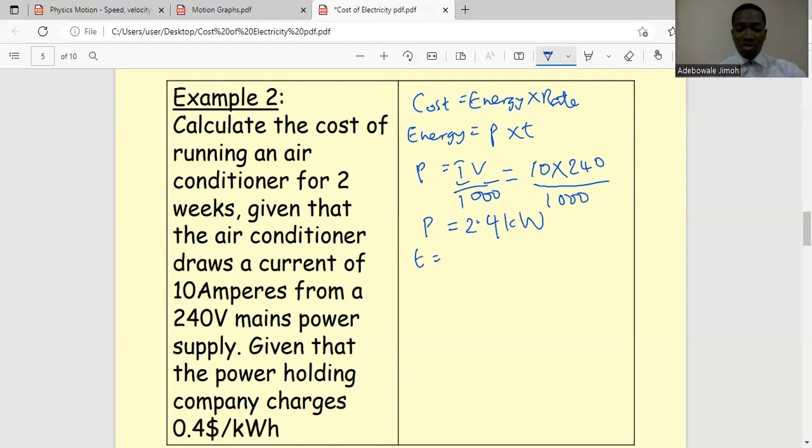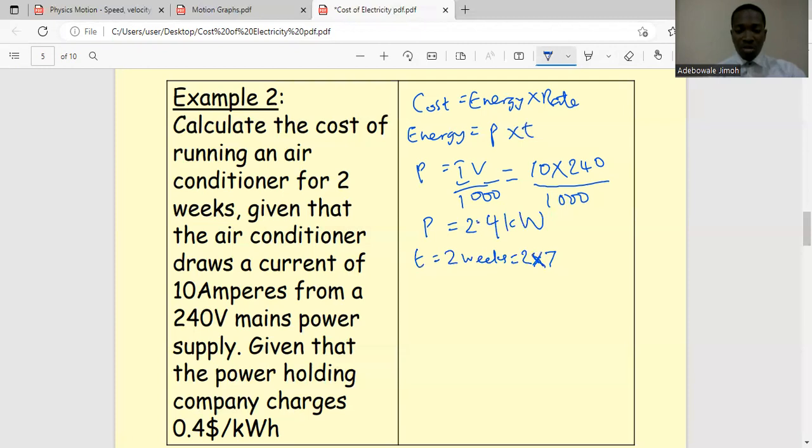Now, let's deal with our time. The time is 2 weeks. We have to convert 2 weeks to days. That will be 2 multiplied by 7. No, pardon me, that shouldn't be 2 times 14. That should be 2 times 7, since there are 7 days in a week. That will give us 14. So now we have converted 2 weeks to days by multiplying by 7.